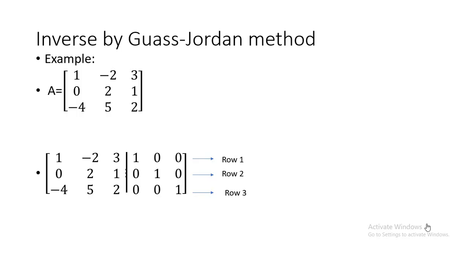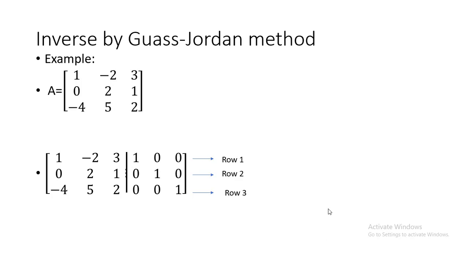Okay guys, earlier we learned how to find the inverse by using the adjoint method. Now we will be learning how to find the inverse by using the Gauss-Jordan method. For the Gauss-Jordan method, out here I have used the same example as I used for the adjoint method.